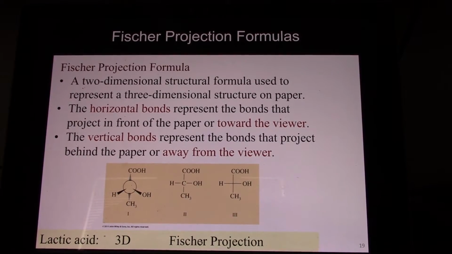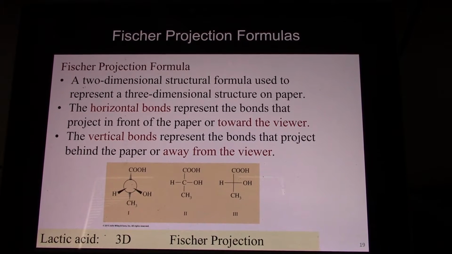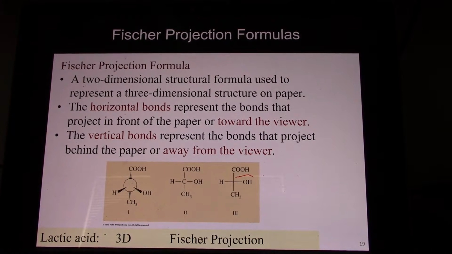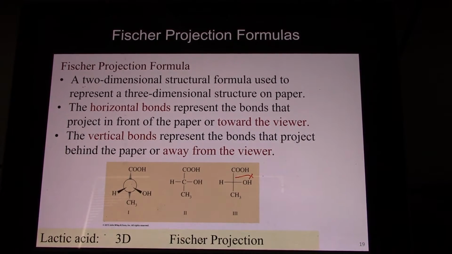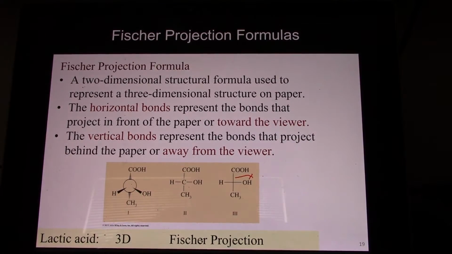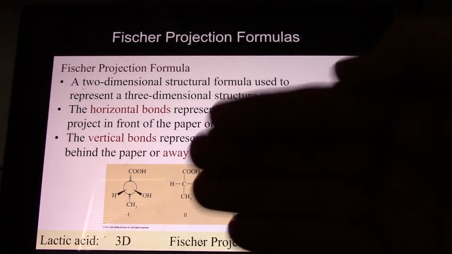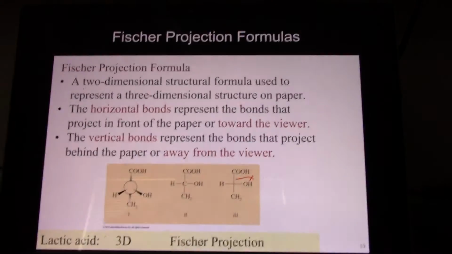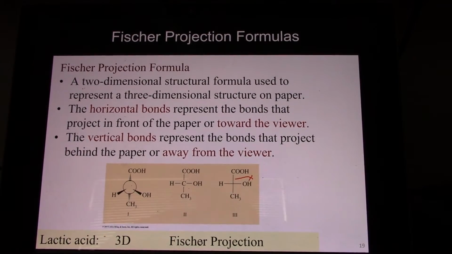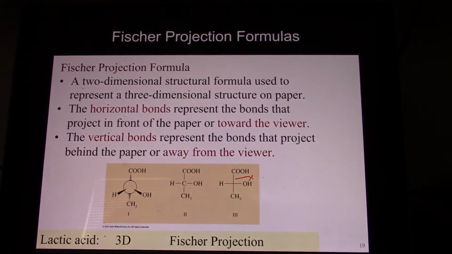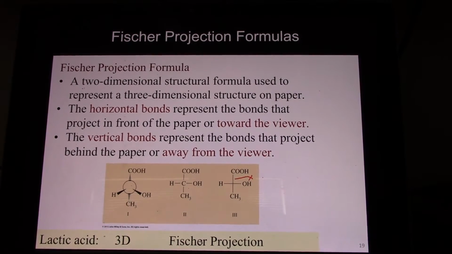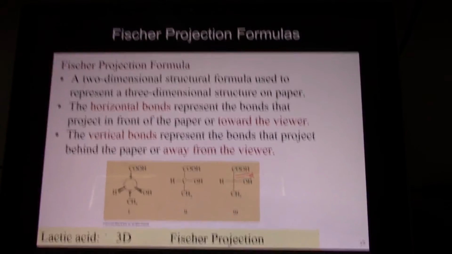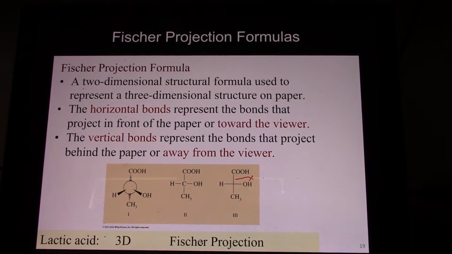When they draw in Fischer projections, any bond going left or right is actually coming forward. It's coming out of the paper. So that OH is actually up here. The H is here. So the lateral bonds are coming towards you. The vertical bonds are going behind the computer. And so that's how we view a Fischer projection.